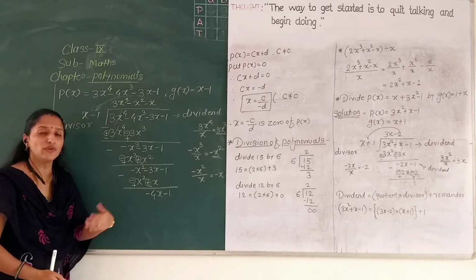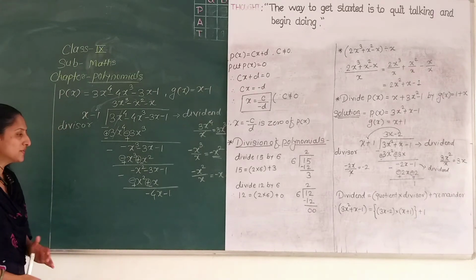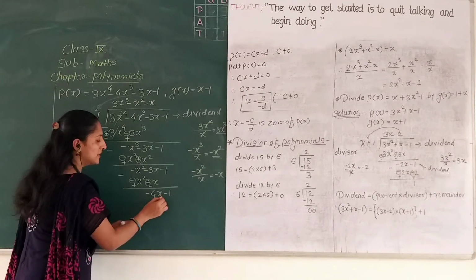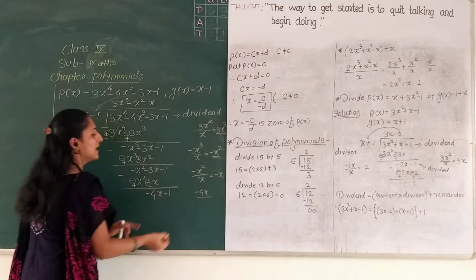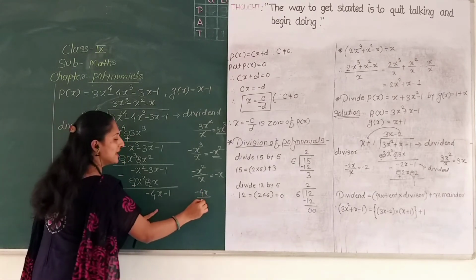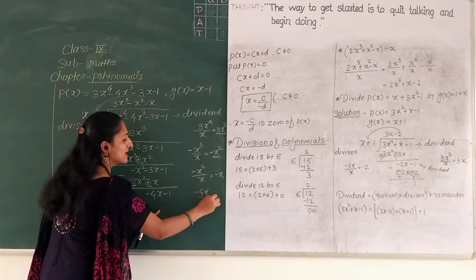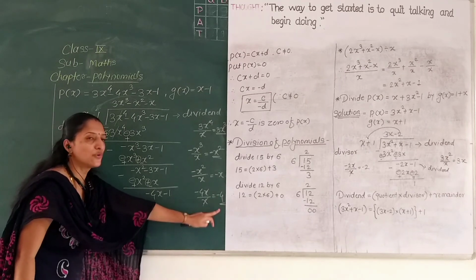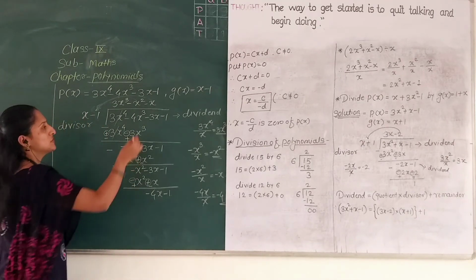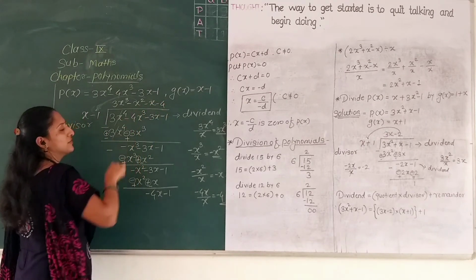Now again we want to find the quotient. The first term of the new dividend is negative 4x and the first term of the divisor is x. So x and x will cancel, and the answer is negative 4. That means our new quotient is negative 4. So I write here negative 4.